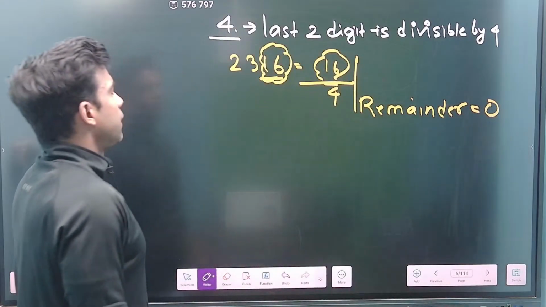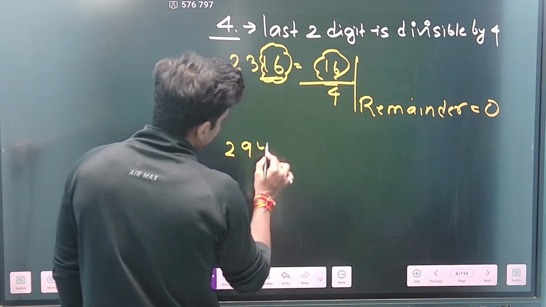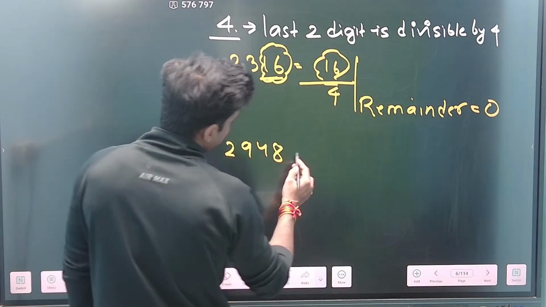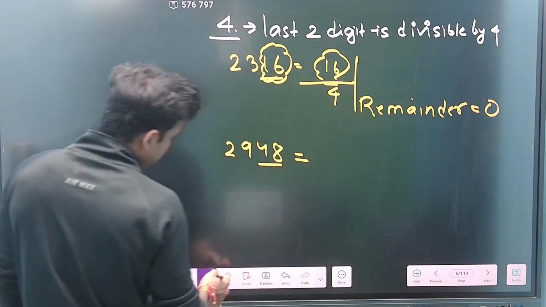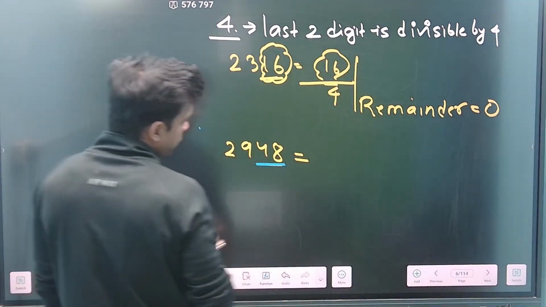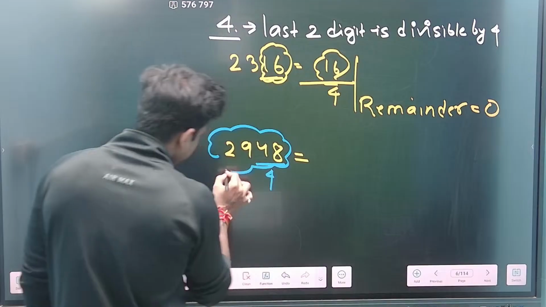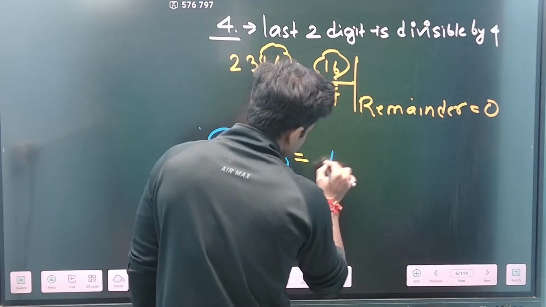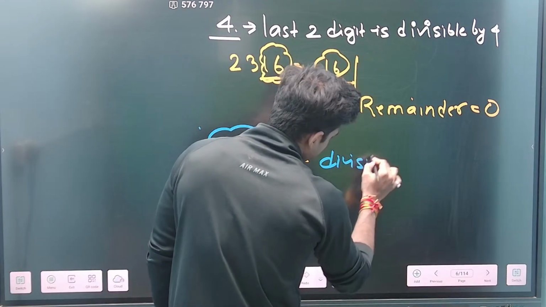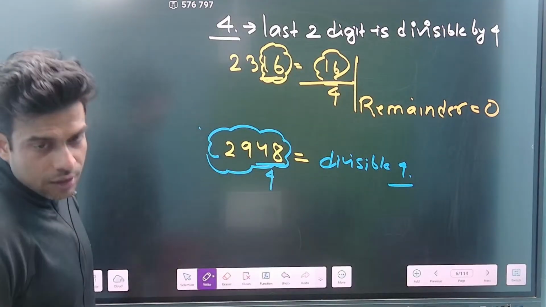Correct? Now suppose you take a number like 2948. Again you can say the last 2 digits, 48, are divisible by 4. So this whole number is divisible by 4. Correct? I hope you are getting my point. Now let's come to 5.